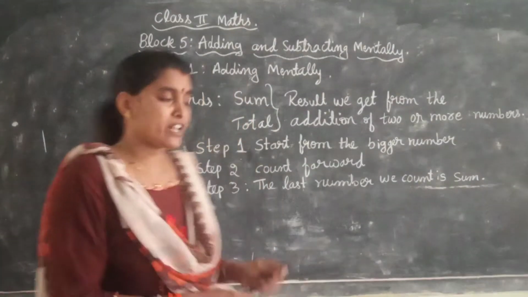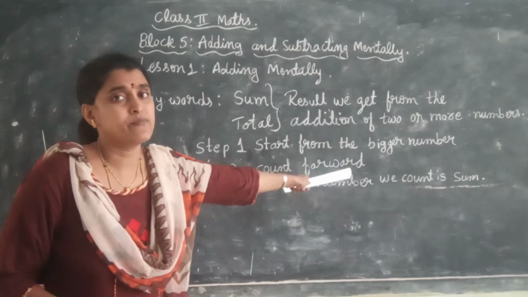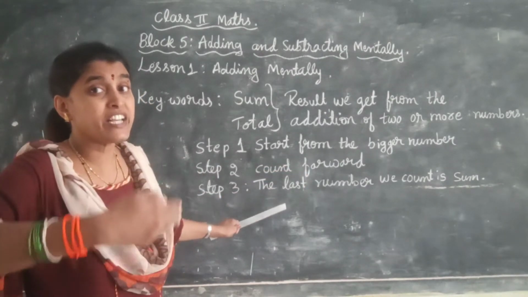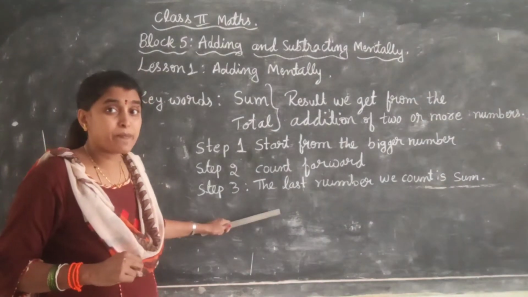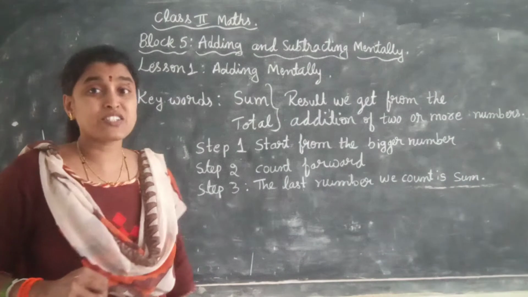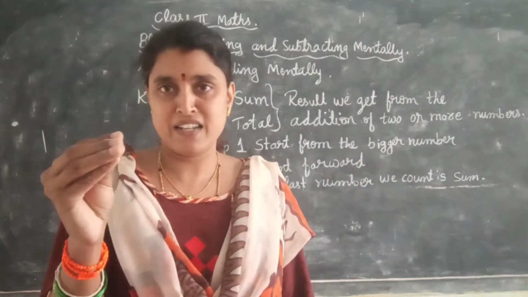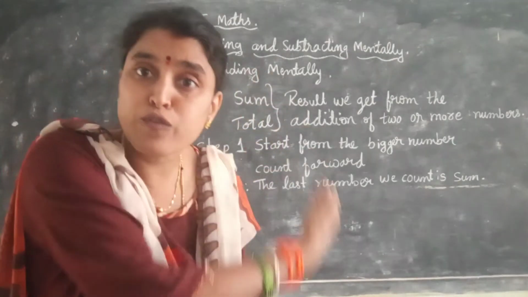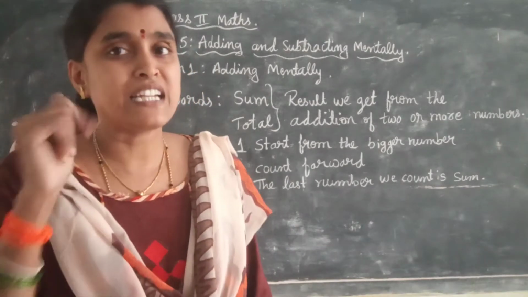See, step number 1 is start from the bigger number. Step number 2 is count forward as many times as the smaller number. That is your step number 2. And step number 3 is the last number. The number we count last is nothing but the answer. Children, in today's class, let us learn how to follow these three steps to add the numbers. Let us learn now.